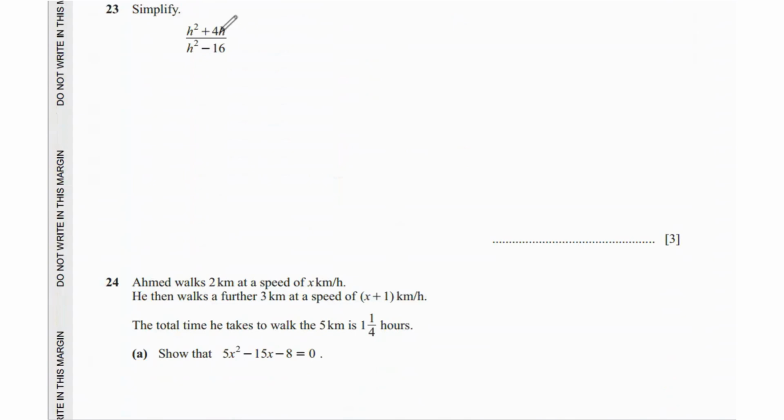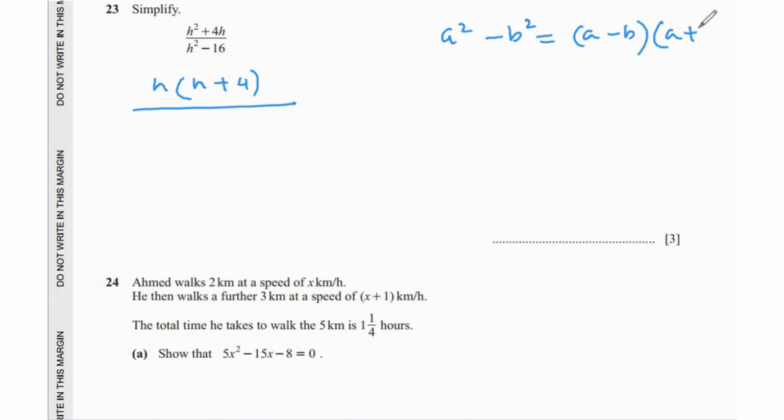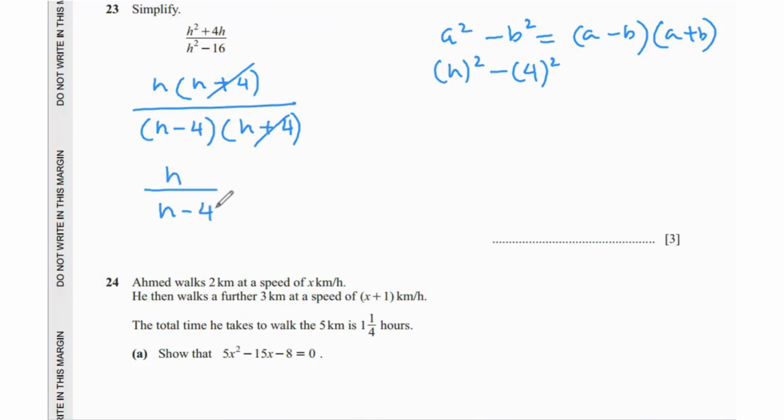So we can see that in the numerator we have h common, so h bracket h plus 4. In the denominator we have a difference of perfect squares. When two square numbers are being subtracted, that's similar to a squared minus b squared, which is the same as a minus b times a plus b. So over here, a is h and b is 4. So we can rewrite this as h minus 4 times h plus 4. We have an h plus 4 in the numerator and denominator. We can cancel those out. And that leaves us with h over h minus 4 as the fully simplified answer.